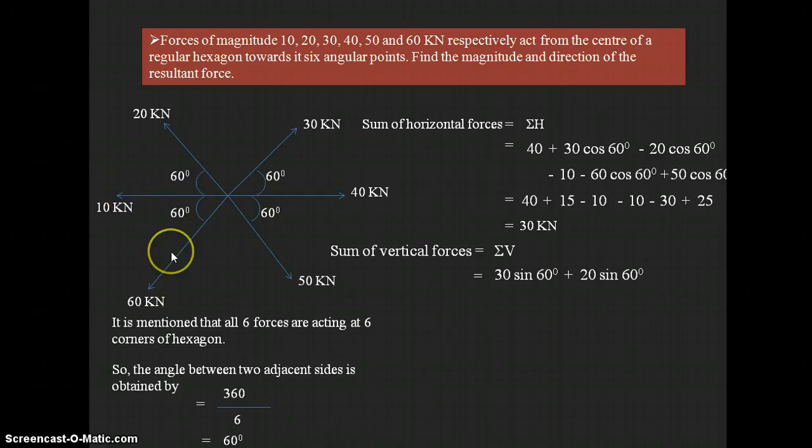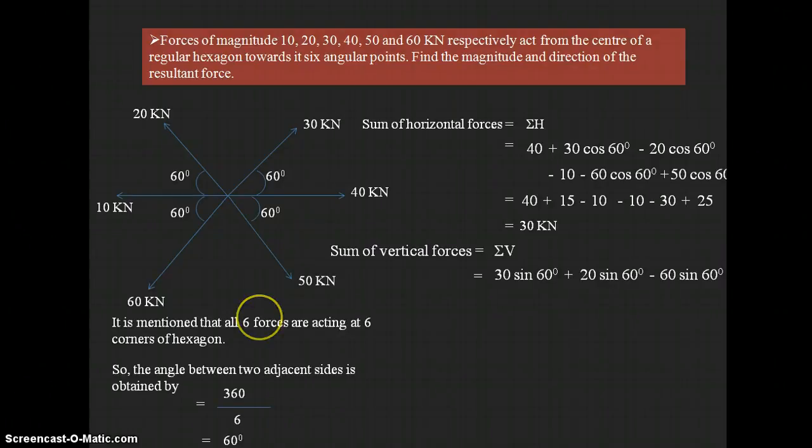Here again we go for 60 kilonewtons, which is acting at an angle of 60 degrees. Since it has a horizontal component, it automatically has a vertical component in the downward direction. So the vertical component of this 60 kilonewtons can be written as minus 60 sine 60. Why? Because minus means it is acting downwards, that is the negative y direction.